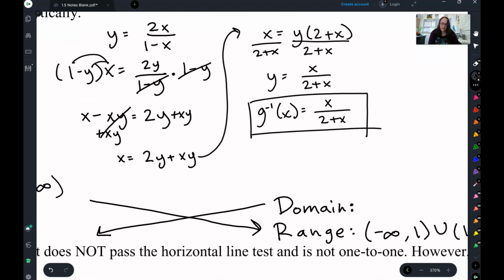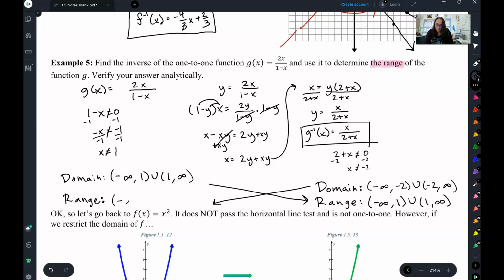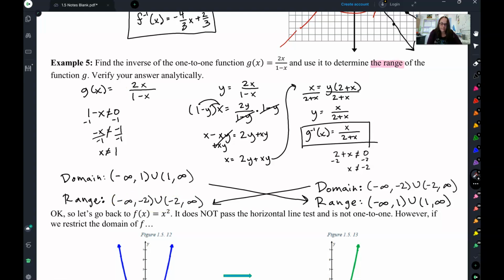So let's find the domain of this inverse function so then I can flip it over and have the range of the original. So I don't have any even roots. I do have a denominator. So that denominator cannot equal 0. So I know the domain is everything except negative 2. And since that's the domain of my inverse, I can come over here, and that becomes my range of the original. So this range, it can do any y value except negative 2. It will never ever equal negative 2.